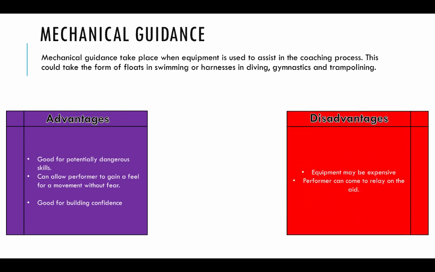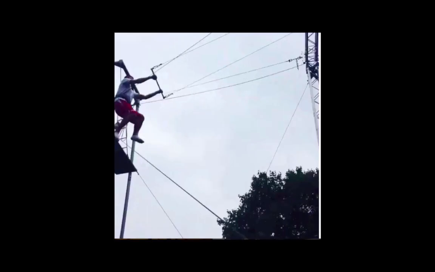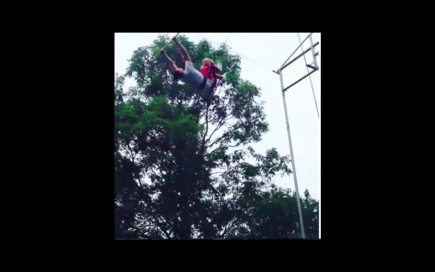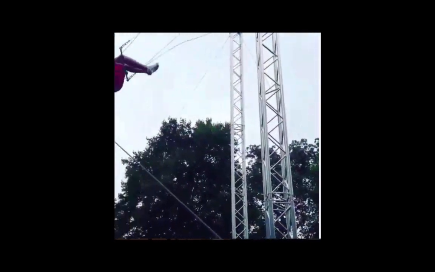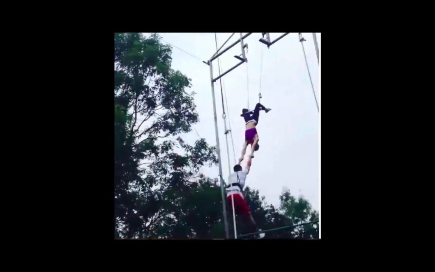Some disadvantages: equipment may be expensive, performer can come to rely on the aid. Sporting examples: a harness for teaching somersaults in trampolining, a swim float, for example a noodle, to ensure the performer has the correct technique. Here's an example of a noodle, and here's an example of me using the trapeze. As you can see, the mechanical guidance is holding me to allow me to support as I go through the different movements.